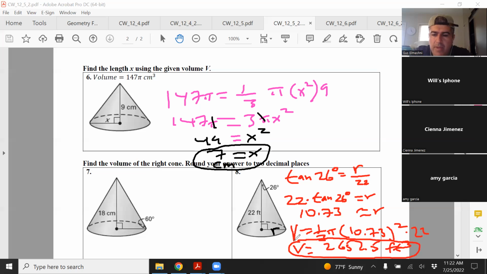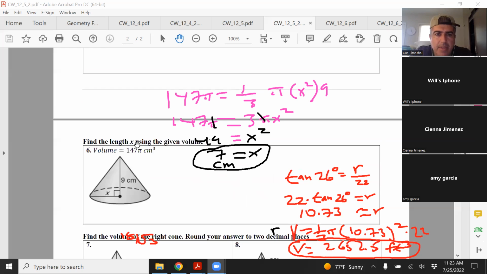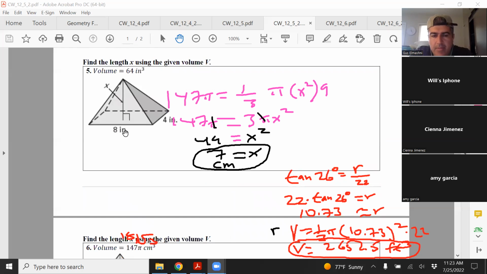So 26 by 2.5 cubic feet. You kind of do the same thing for number 7. I think this would be 18 over root 3 for the radius, because it is a 30-60-90 ratio. You plug into the formula again, not that hard. Here, again, you have the base, which is 32.